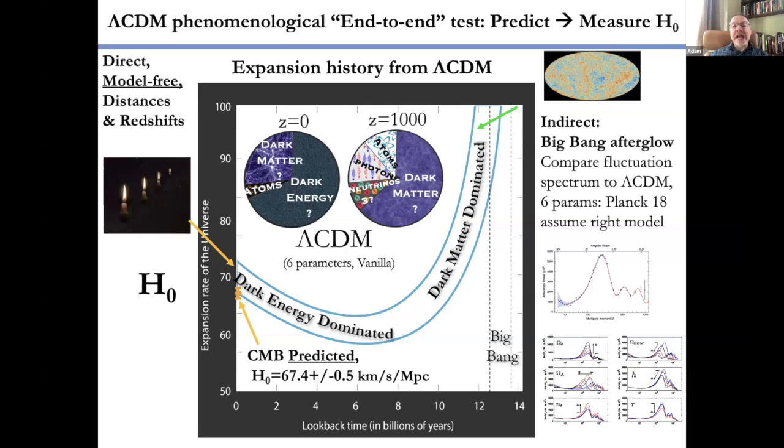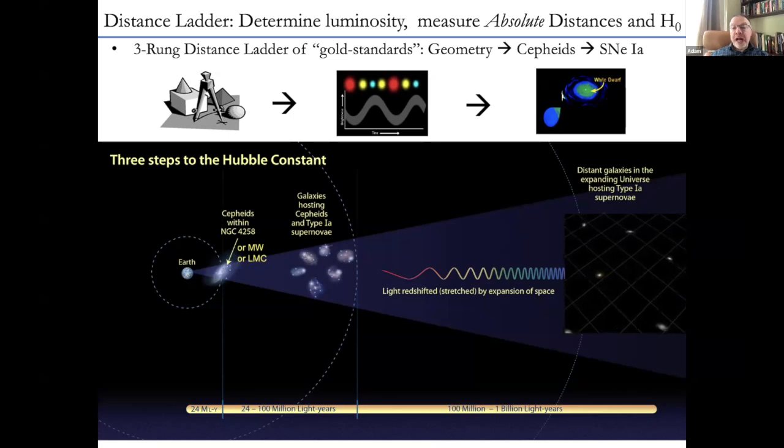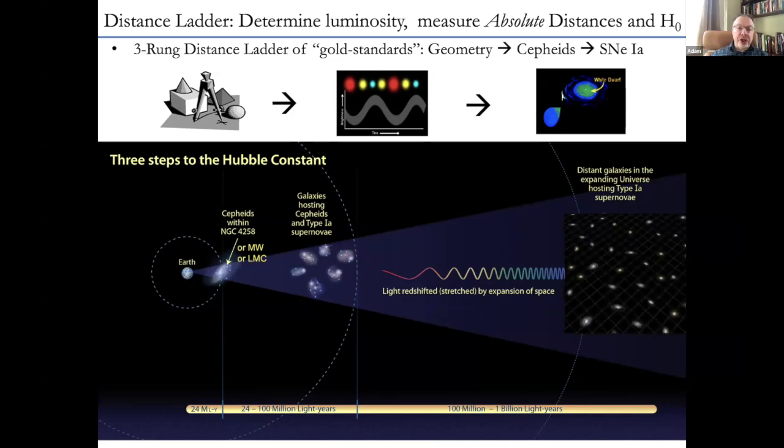So, as I said, a powerful end-to-end test of this whole story is then to directly measure the Hubble constant following its definition by measuring distances and redshifts in the local universe. So the work I'm going to talk about is based on doing that with a three-rung distance ladder that uses the gold standards of distance measurements: geometry, which can be parallaxes or the use of detached eclipsing binaries or Keplerian motion of masers in a nearby galaxy, NGC 4258, used to calibrate Cepheid variables. And those are then seen in the hosts of nearby recent Type Ia supernovae, and then Type Ia supernovae all the way out into the expansion of the universe.